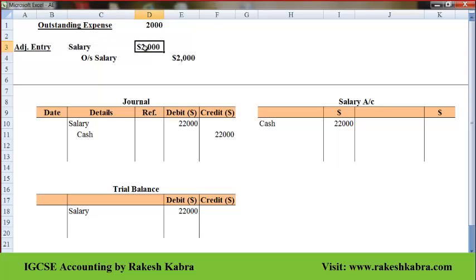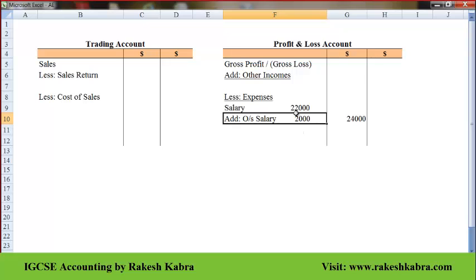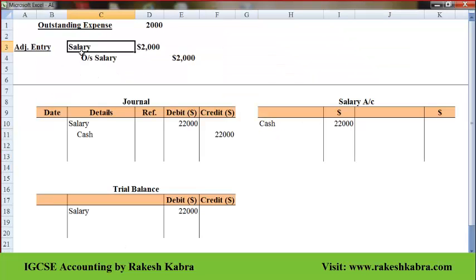Increase in expense is debit. So salary account is debited. It means I need to increase the expense. So I increase the salary with $2,000. And after increasing the salary account, now the amount of salary account is how much? 24,000. Now P&L will accept this figure, as this figure is related to the 12 months, not 11 months. So I have shown the effect of this account.